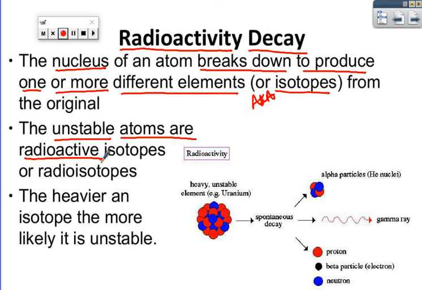The bigger the atom, the heavier the isotope, the more unstable it is. Just like the larger something is, the more unstable, the harder it falls. So the heavier an isotope, the more unstable. Large things like uranium. Uranium is a very, very large atom with an atomic number of 92 and an atomic mass of 238. It will spontaneously decay and lose alpha particles, beta particles, and gamma rays. And we're going to talk about those different types of radiation.